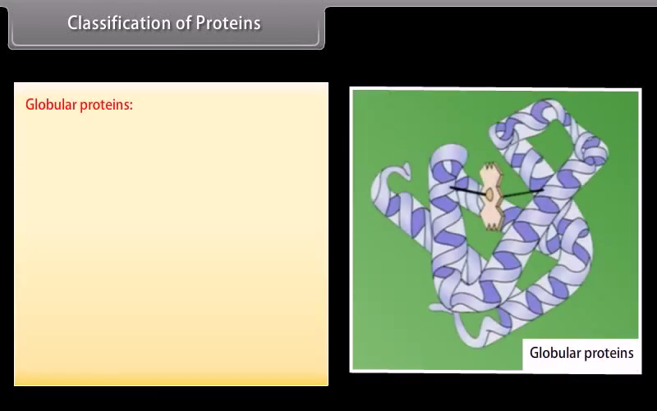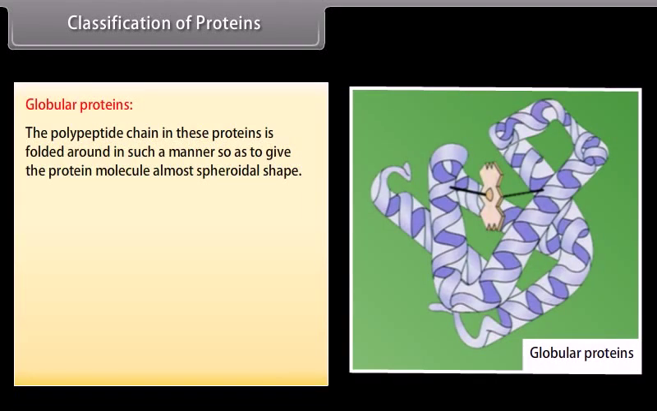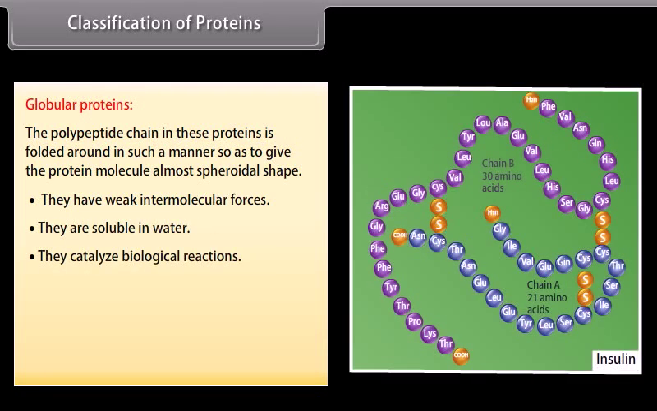Globular proteins. The polypeptide chain in these proteins is folded around in such a manner as to give the protein molecule an almost spheroidal shape. They have weak intermolecular forces. They are soluble in water. They catalyze biological reactions. For example, insulin and thyroglobulin.